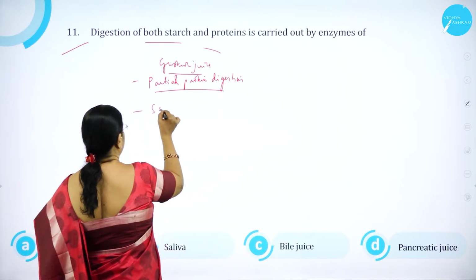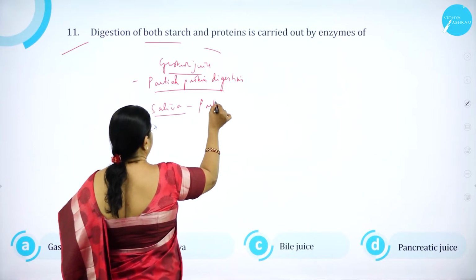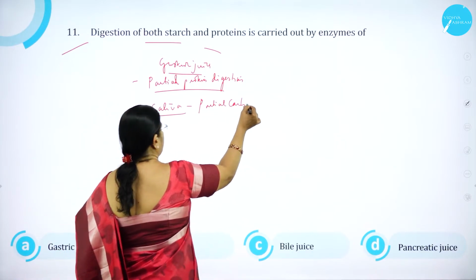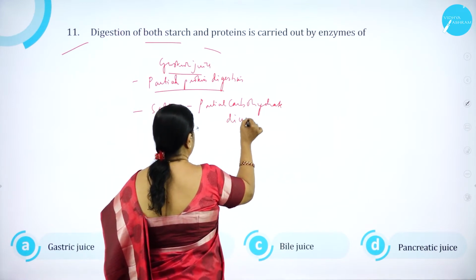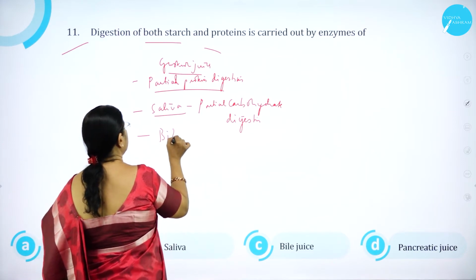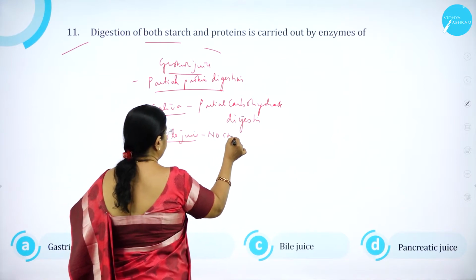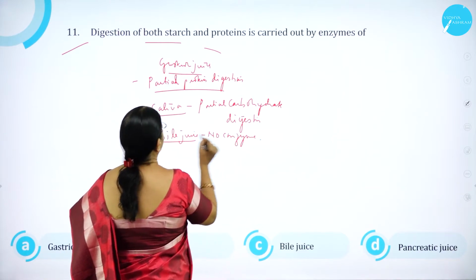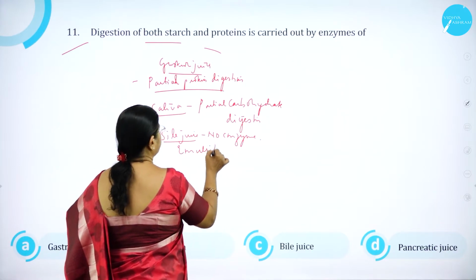Then saliva, partial carbohydrate digestion. Bile juice has no enzymes, but it is involved in what? Emulsification of fat.